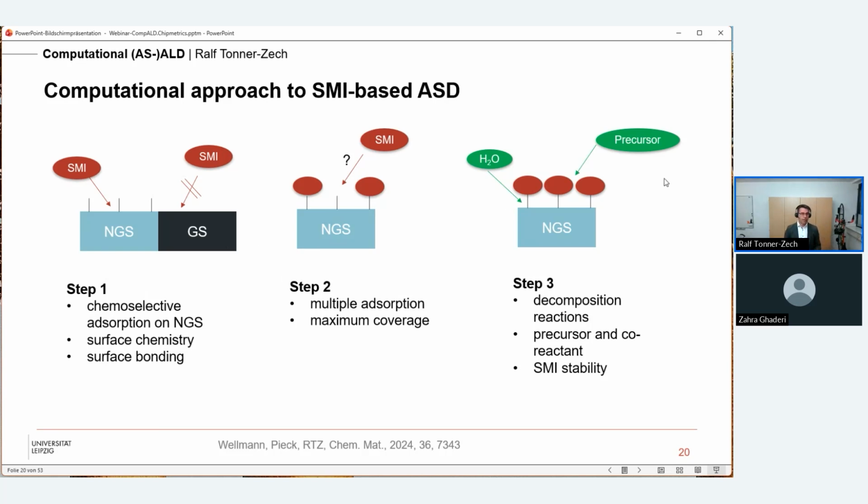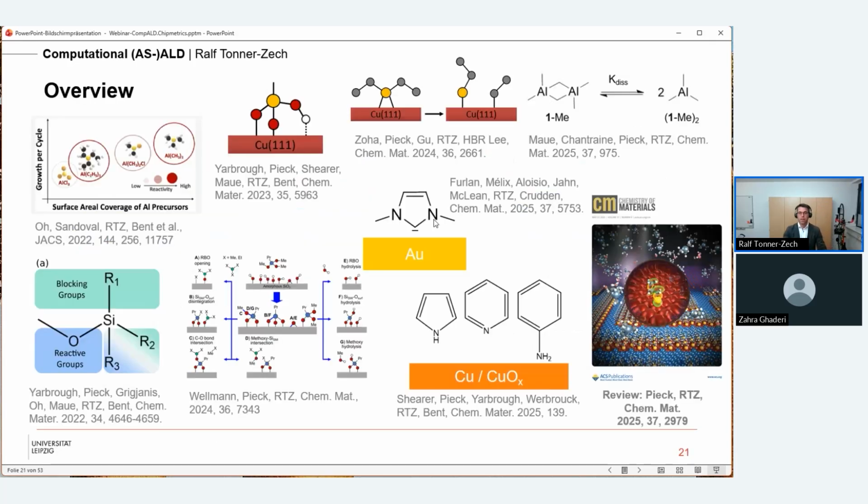And then in the last step, we can have a look at the decomposition reactions. So what is really making this inhibitor layer stable, or how can we maybe chemically modify it to make it more stable? We studied several of these systems in the past, on metal surfaces, dielectric and oxide surfaces, and recently reviewed all these efforts and all the efforts from the community in this Chemistry of Materials review. So if you want to know a bit more about some of the theoretical methods, I can briefly touch on them today, but in this review, we try to explain to non-theoreticians what these theoretical methods can be used for in ALD modeling.